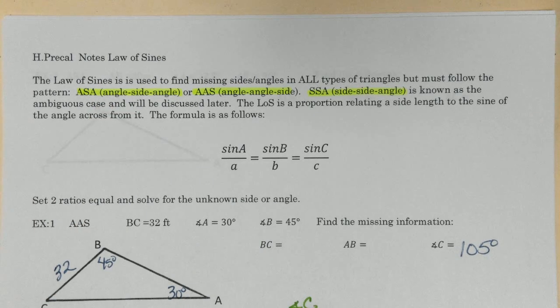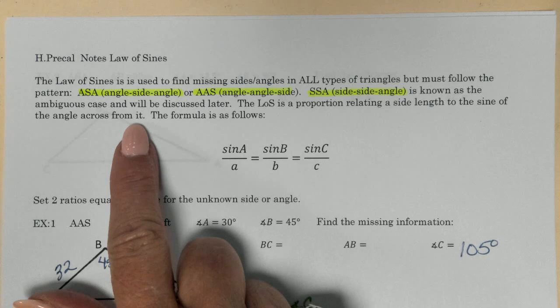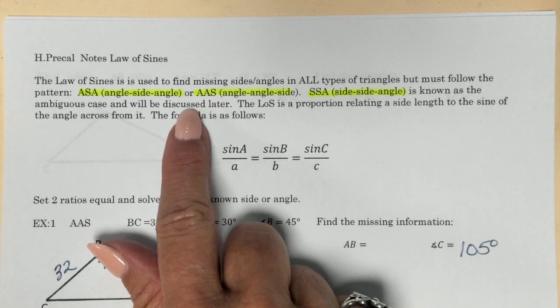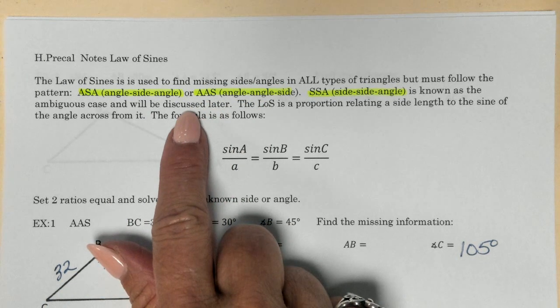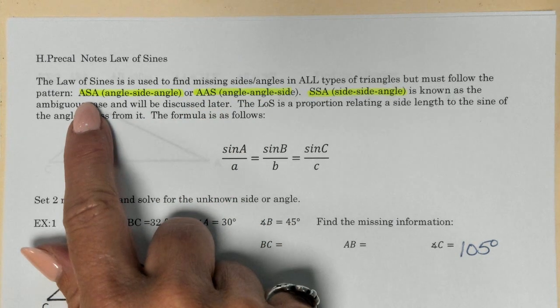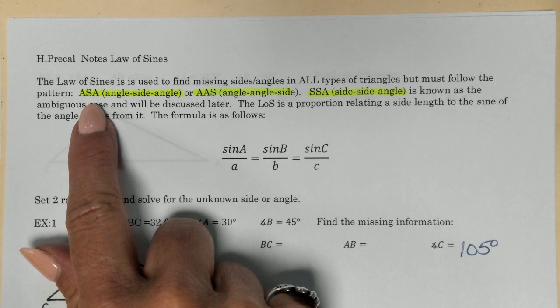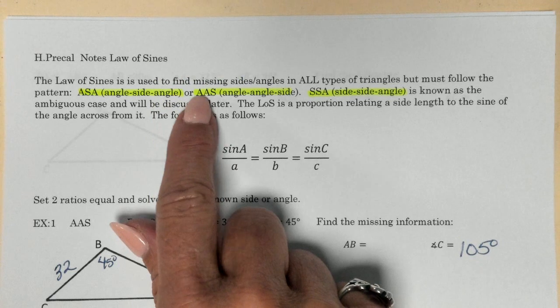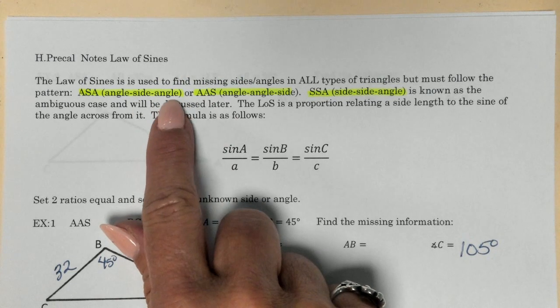We're going to take a look at the law of sines. The law of sines follows a different type of pattern than our law of cosines. We still use these for acute and obtuse triangles, but we have to have information that follows the pattern of angle, side, angle, or angle, angle, side. These are the two we're going to study today.